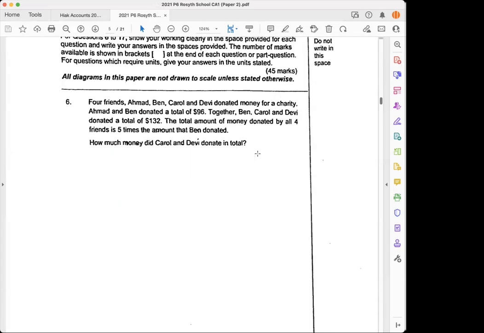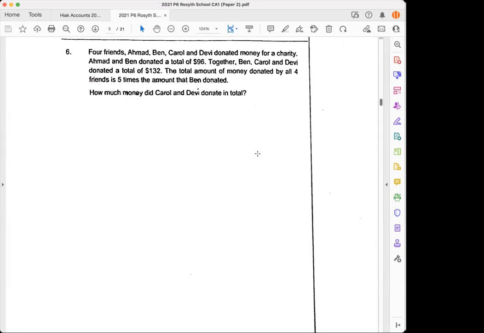Question 6. Question 6 is a little bit difficult, but we can do it. 4 friends, Ahmad, Ben, Carol, and Davy donated money for a charity. Ahmad and Ben donated a total of $96. Together, Ben, Carol, and Davy donated a total of $132. The total amount donated by all 4 friends is 5 times the amount that Ben donated. How much money did Carol and Davy donate in total?